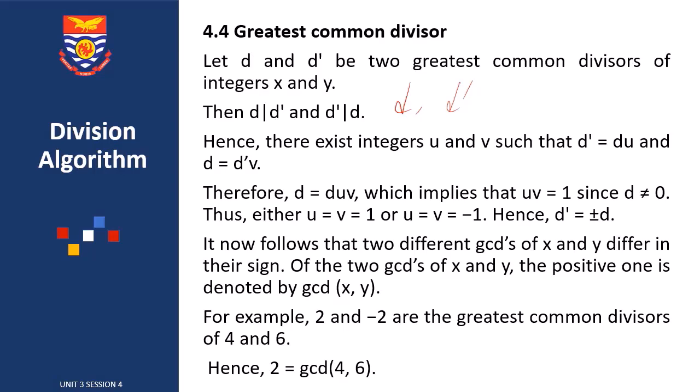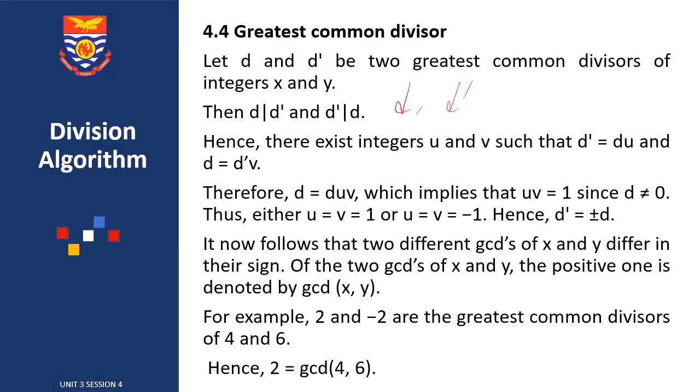Hence, there are integers u and v such that d' = du. Because once d divides d', you can say that d' = du. And the other one too, you can also say that d = d'v. Okay, it's d'v. Therefore you can see that d = d'uv.